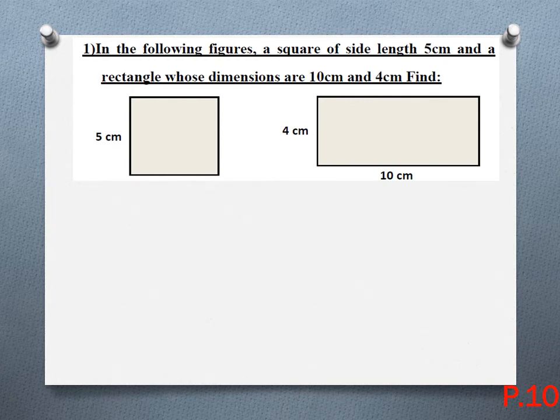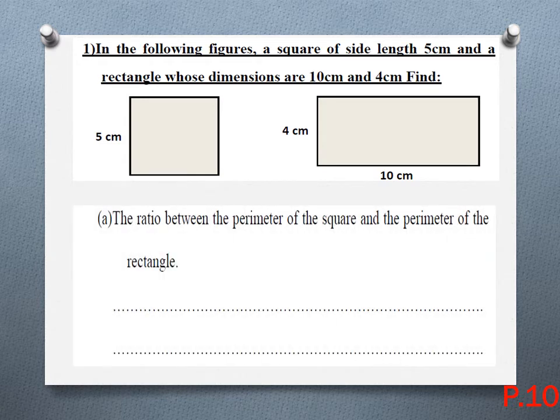In the following figures, a square of side length 5 cm and a rectangle whose dimensions are 10 cm and 4 cm. Dimensions here means its length is 10 cm and width equals 4 cm. We need to find the ratio between the perimeter of the square and the perimeter of the rectangle. At first, I need to find the perimeter of the square. Perimeter of a square equals side times 4, 5 times 4 equals 20 centimeters.